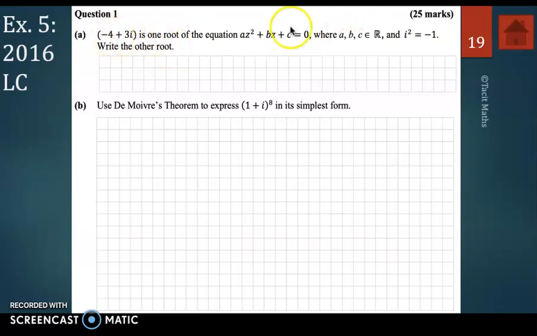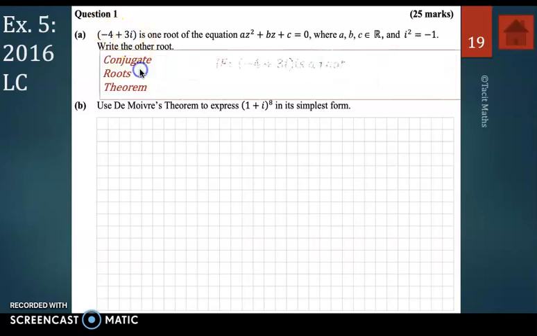So that's a root of that. So what's the other root? And when you see this, the conjugate roots theorem applies. The conjugate roots theorem says that if minus 4 plus 3i is a root of an equation, then minus 4 minus 3i is also a root.